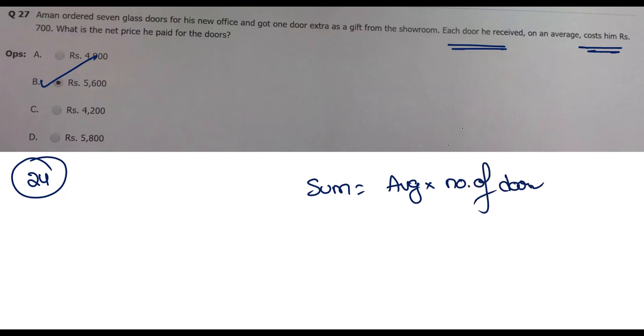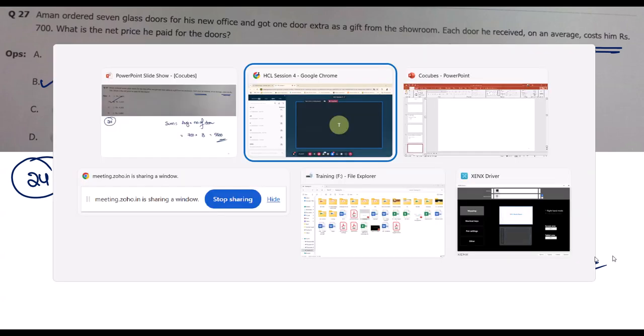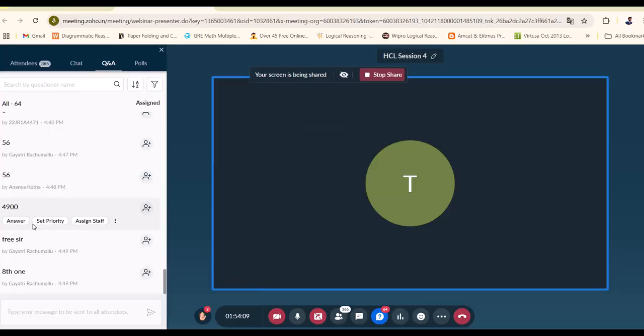He received 8 doors. For each one on an average he got 700. It's 5600, not 4900. He received. He ordered is different. Each door he ordered, price is 700 means different. Each door he received. He received 8 doors. Each one average cost is 700. So 8 into 700. Many will go with 4900. That's what the problem in this question.